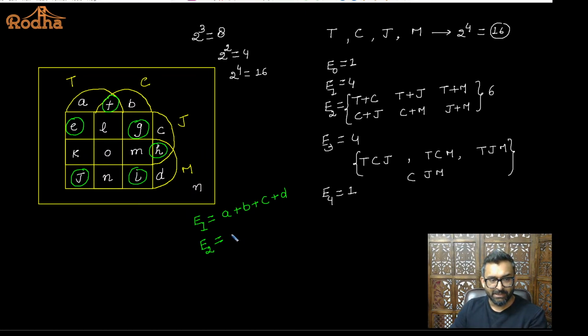So exactly 2 का मतलब क्या हो जाएगा? E plus F plus G plus H plus I plus J. Okay, exactly 3.